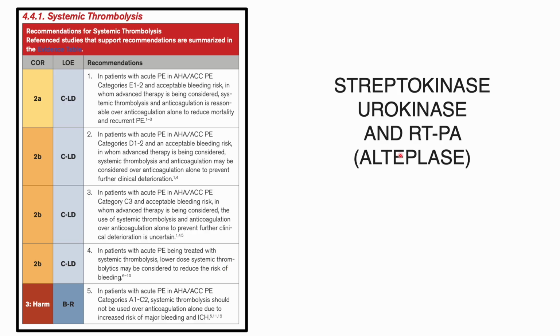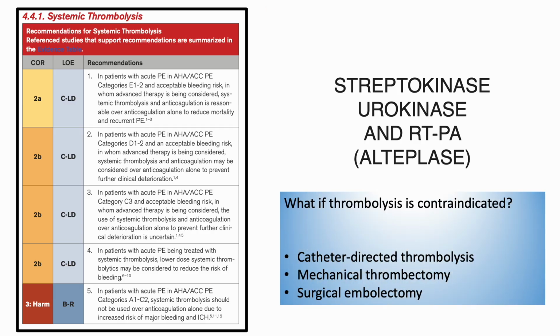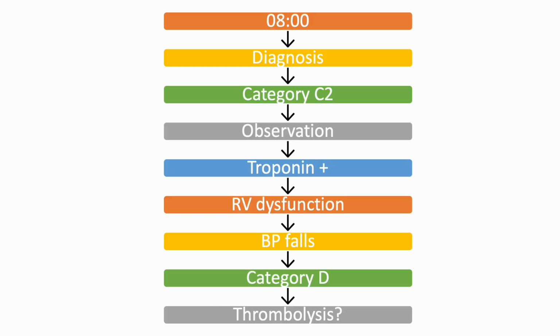What are the thrombolytics which are acceptable? FDA approved streptokinase, urokinase, and alteplase, of which streptokinase and urokinase are usually less available and alteplase is used the most, with the standard dosing of 100 milligram in 2 hours. Now what if my patient is contraindicated for thrombolysis? The other options, which we'll discuss in episode 3, are advanced thrombolytic measures.